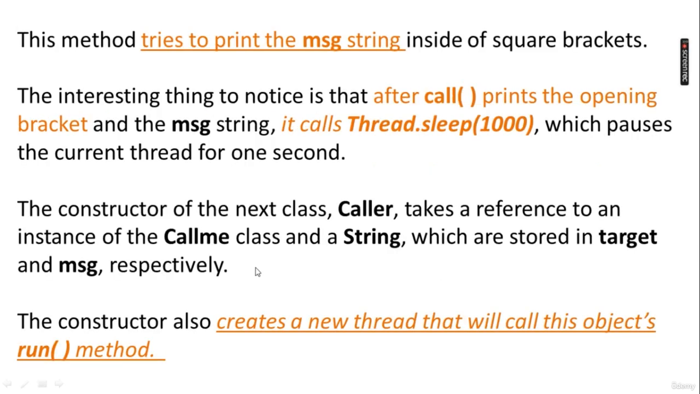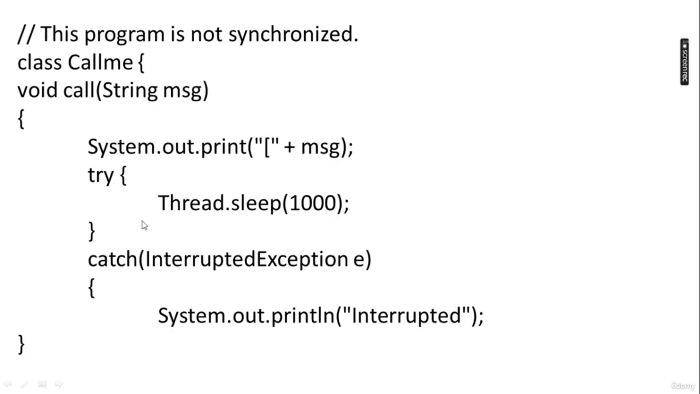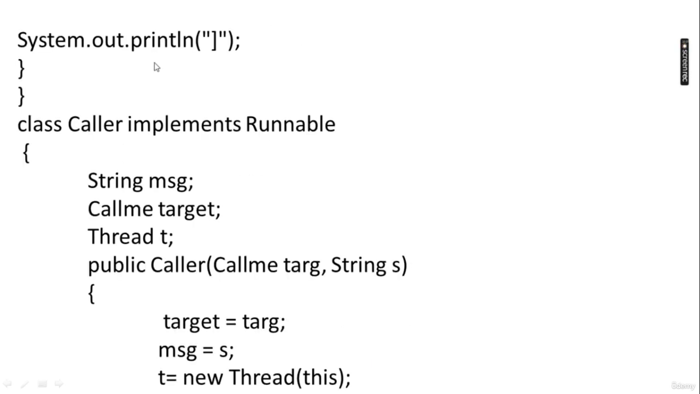What this description is telling us is very irritating, it is going overhead. So instead of explaining this, I will explain the example. There is one class, that is CallMe. In that we are passing the message, and this is the call method of CallMe. Here we are trying to print the message in square brackets. This is the opening square bracket and this is the message. In between, this is the interesting thing, we are sleeping this thread for 1000 milliseconds, that is 1 second, and the InterruptedException has been caught. After that, the square bracket is completed.